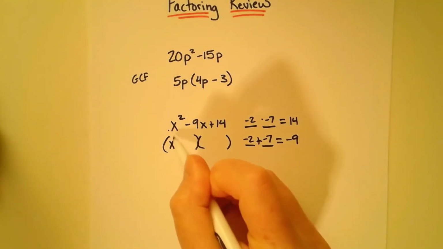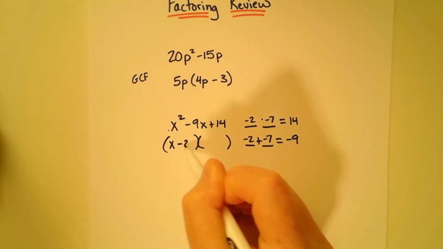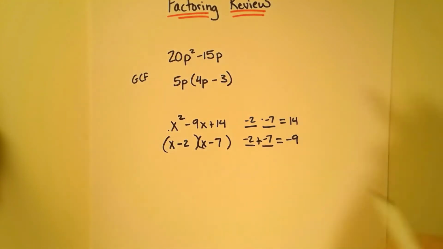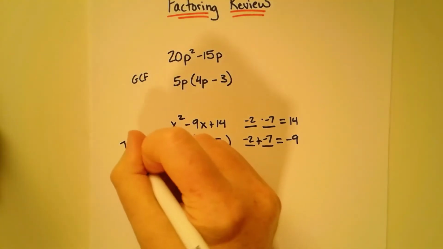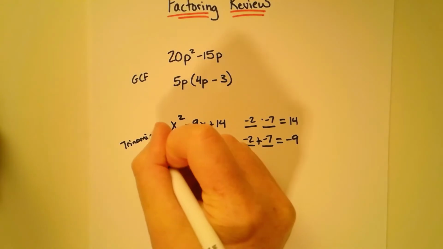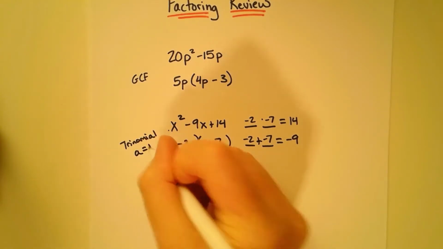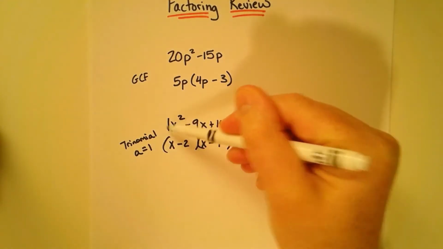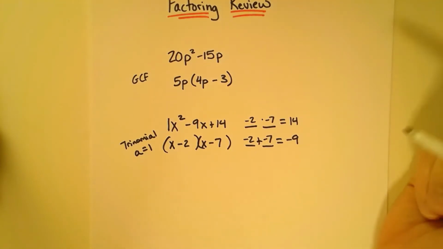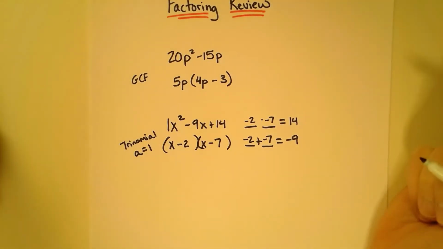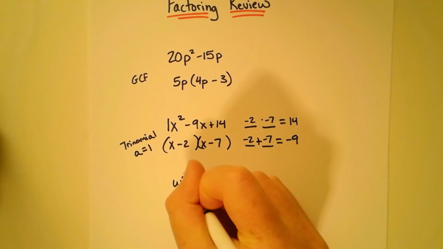So then I simply write x minus 2, x minus 7. And then that's it for that kind. So that is a trinomial where a equals 1. In other words, that first coefficient is just a 1. Then how about this example?